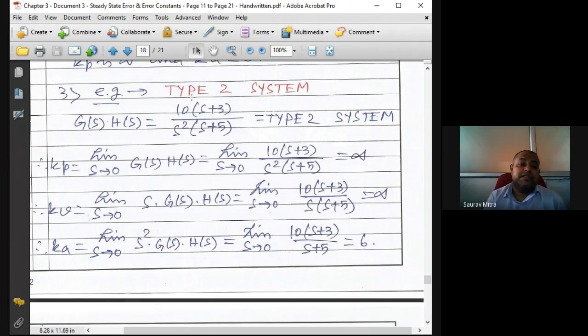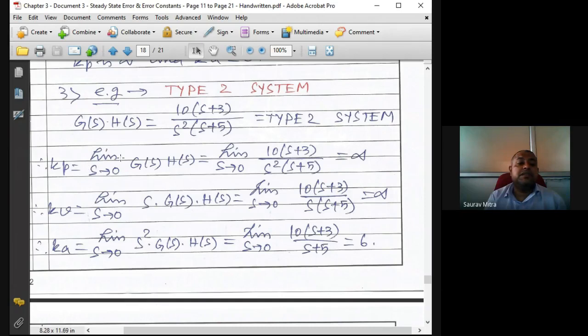So this is G(s)H(s), that is the open loop transfer function. Whatever is the power of the separate s, that is going to be the type of the system. So it is s square, that means it's a type 2 system. Find what is the positional error constant.